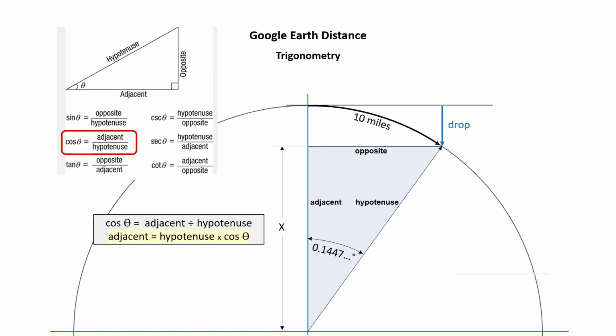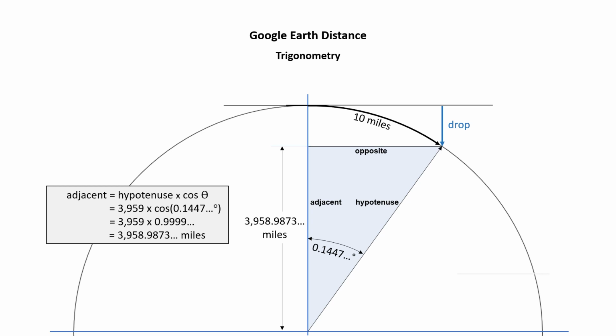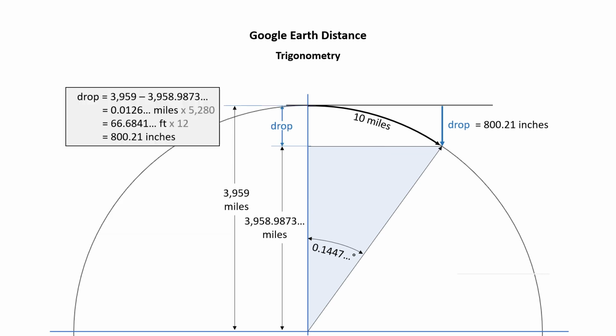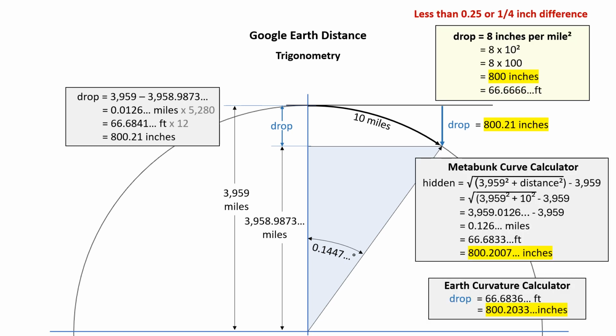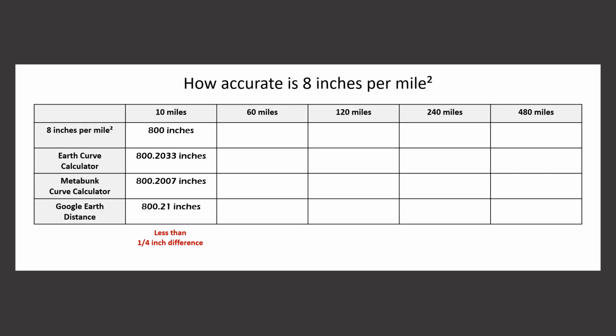And to do that, I use the same formula that I used for the Earth curvature calculator. And again, that gives me a distance of 3,958.9873 miles. And when I do the calculations for drop, I get 800.21 inches. Now this is the largest difference at 0.21 inches, but it's still less than a quarter inch. So let's see what the calculations are for the rest of these distances.